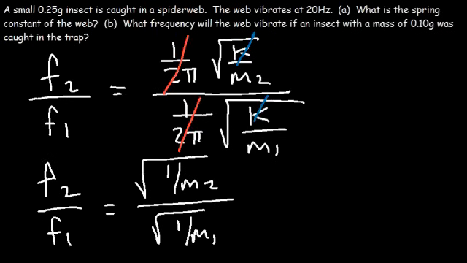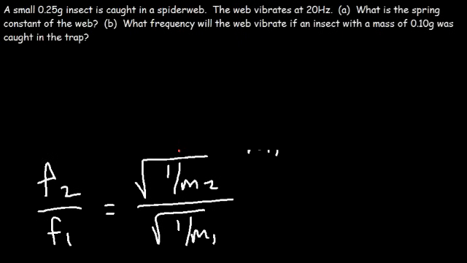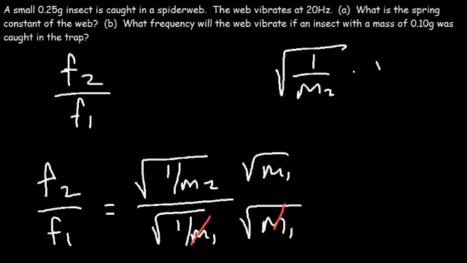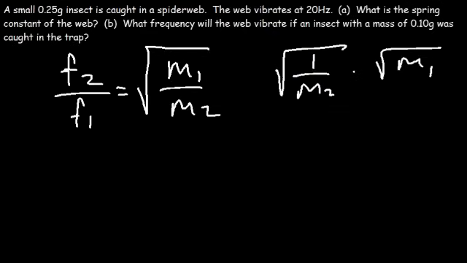So how can we simplify the expression that we have on the right? What would you do to simplify it? Let's multiply the top and the bottom by the square root of M1. If we do that, M1 will cancel on the bottom. And so we're going to have F2 divided by F1. And if you multiply 1 over M2 times M1, this is just going to be the square root of M1 over M2. So this is the equation that we can use to get the answer to the second part of the problem if we don't have the spring constant K.